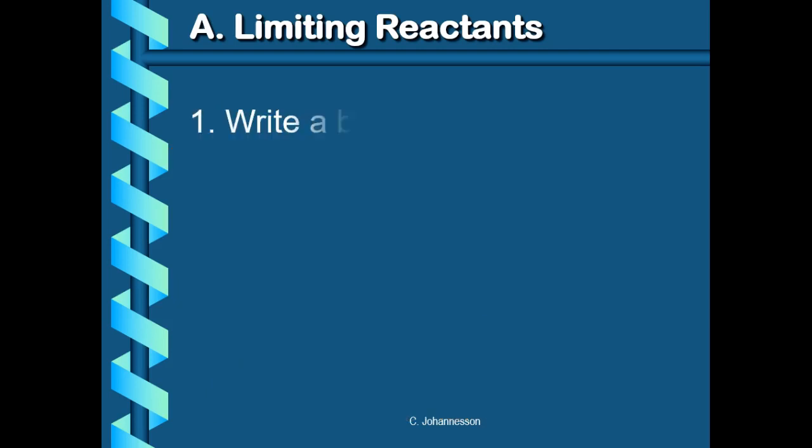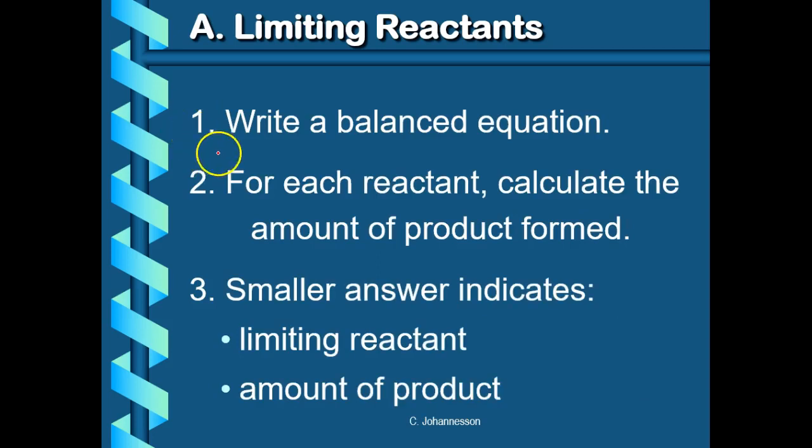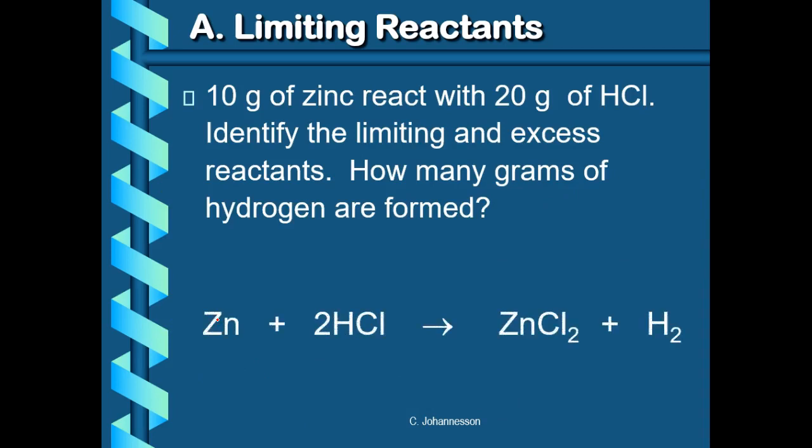Okay, now here's what we need. We need to make sure, again, that we have a balanced chemical equation. Here's the difference. For each reactant, we're going to calculate the amount of product formed using your railroad tracks. You're going to have two sets of railroad tracks. They're going to look exactly the same, except we're going to have 2 givens. The smaller number indicates your limiting reactant and how much product we can make. That is the key.